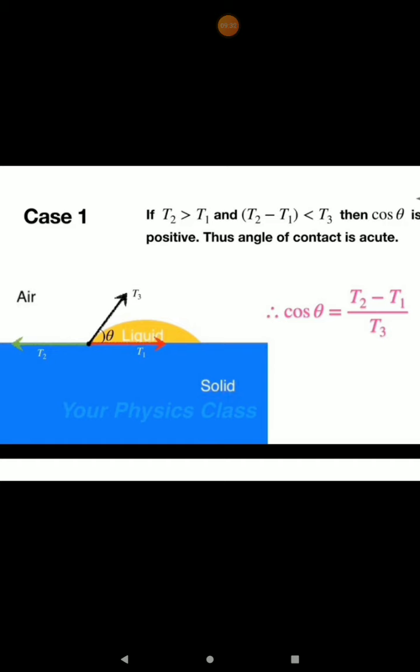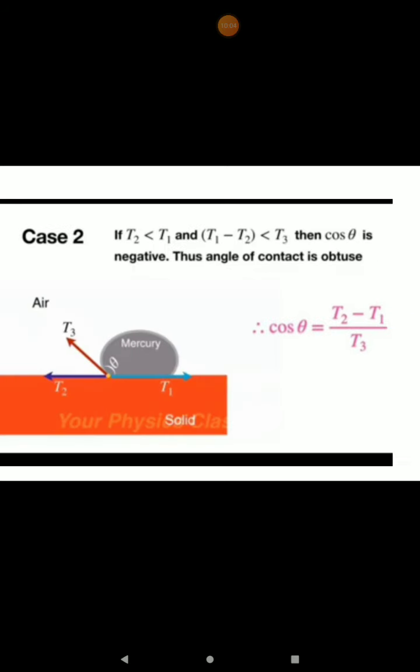Now see case 1. If T2 is greater than T1, then T2 minus T1 is positive, and T2 minus T1 is less than T3, meaning the numerator is less than the denominator. Then the value of cos theta is positive, and this cos theta is positive when theta is acute, meaning the angle of contact is acute, and the shape of the liquid drop formed is as shown in the figure for an acute angle of theta.